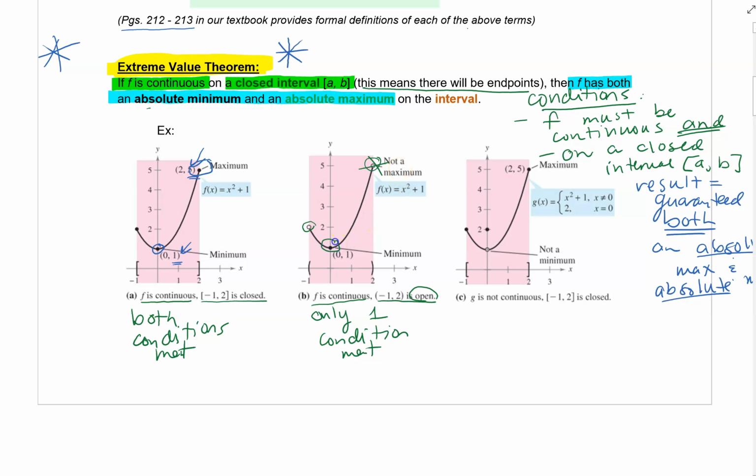I still have my absolute min, right? So this theorem doesn't say that you won't have a min or max if these conditions aren't met. It's just they're not guaranteed. Having both conditions met guarantees an existence of a highest and a lowest. Only having one condition met or no conditions met means you might have an absolute max or min, but it's not guaranteed. So this one did have an absolute min, but not an absolute max.